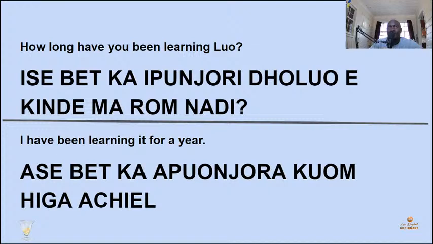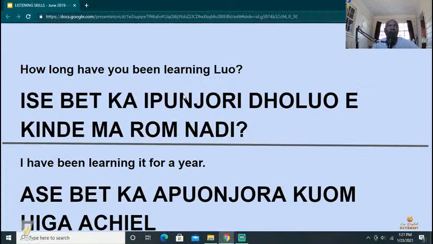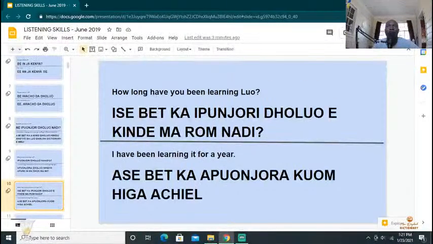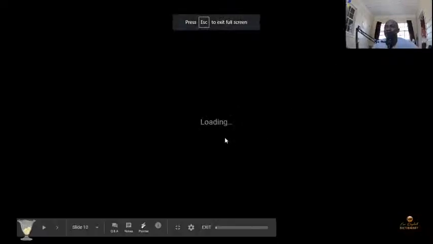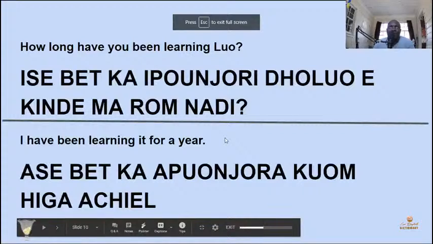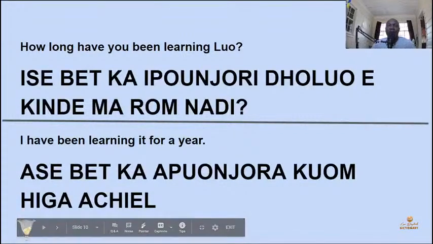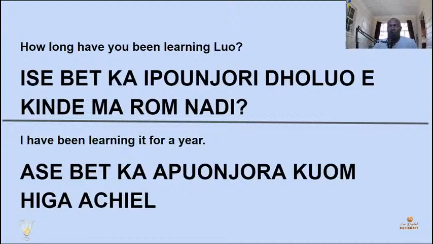Isebet ka ipuonjori dholuo e kinde marom nade? This should be ipuo. Isebet ka ipuonjori dholuo e kinde marom nade? How long have you been learning? Asebet ka apuonjora kuom higa achiel. I've been learning for 1 year.